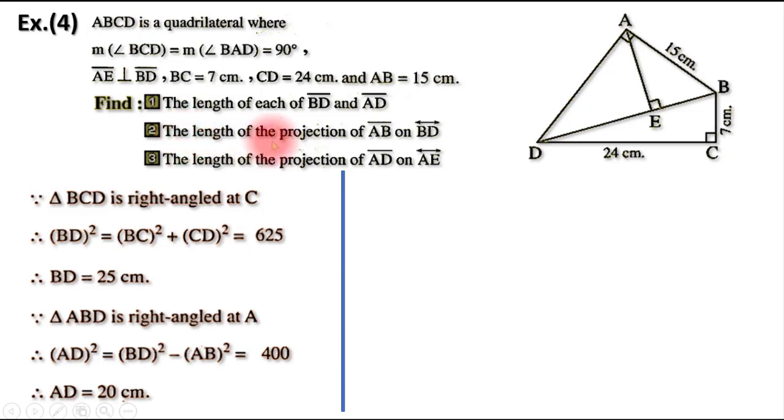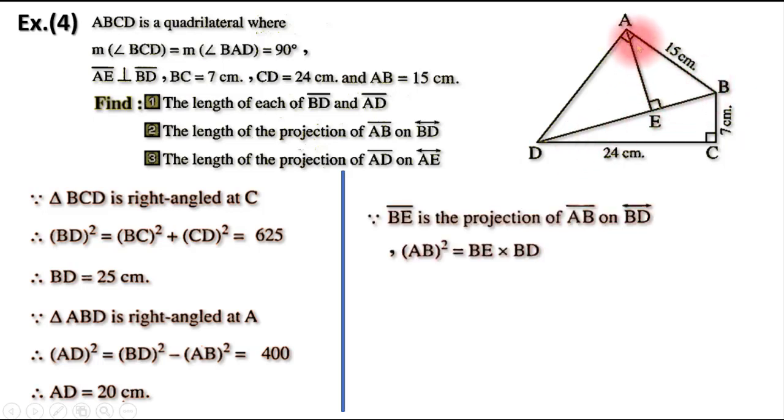Number 2, the length of the projection of AB on BD. The projection of the point A is E, and the projection of the point B is the same point B because B belongs to BD. Then the projection is BE. Since AB power 2 equals BE times BD, AB power 2 equals 15 power 2 equals 225, equals BE times BD, we find that the length of BD equals 25. Then the length of BE equals 225 divided by 25, which equals 9 centimeters.